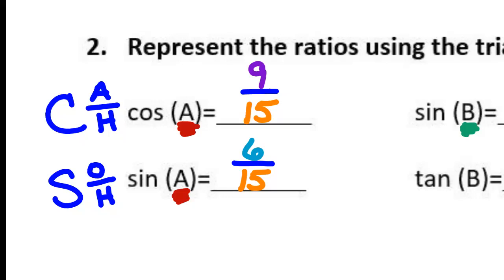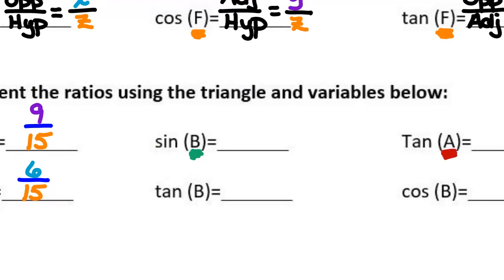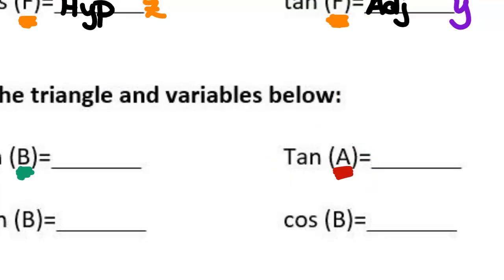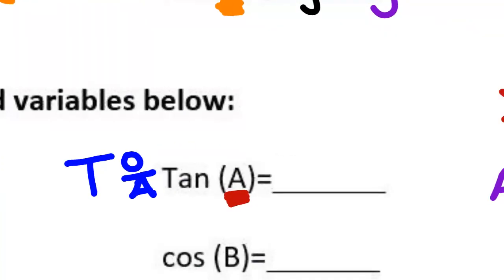We still have one more trig function to write for angle A, and that is the tangent of angle A. So this is the TOA. Tangent is opposite divided by adjacent. How big is the opposite side again? 6. Divided by adjacent. How big is our adjacent side? 9. Thank you. So 6 over 9.